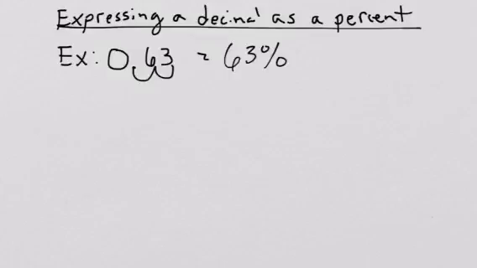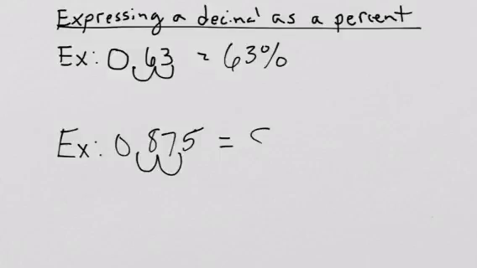Alright, let's look at one more. So let's say we have 0.875. Again, now to take this decimal and convert it to a percentage, we're going to take our decimal 2 places to the right. That's going to give me 87.5%. Alright, so that's how we go from a decimal to a percent. We just take our decimal and move it 2 places to the right, or multiply by 100.